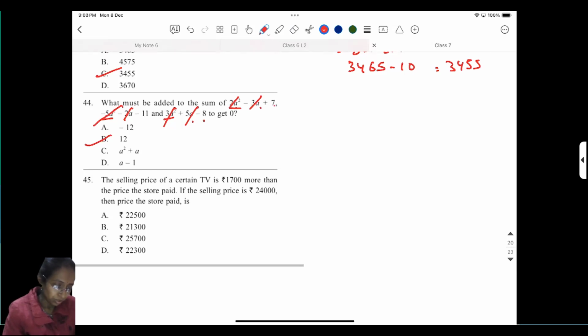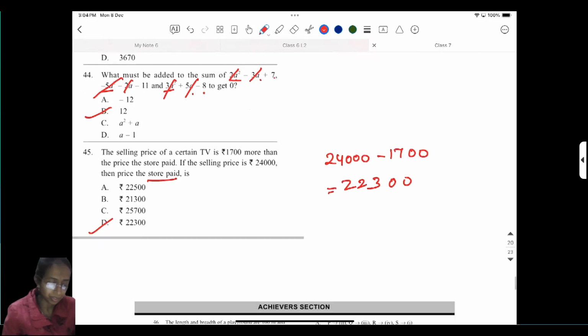So we need to subtract because the price the store paid is 1700 more. So we need to just subtract 1700 from this. We will get the price, right? So that is equal to 22,300, D option. A very easy question.